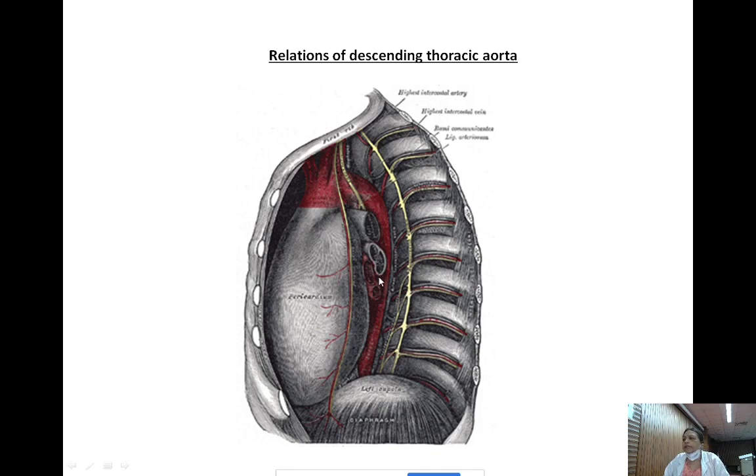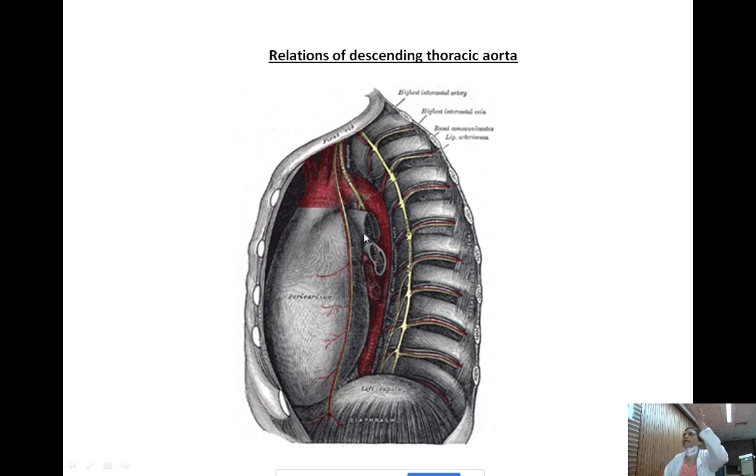Here you can see that is the bronchus and the pulmonary veins are also present, and this is the hilum. The pulmonary arteries and bronchus are present. Pulmonary veins are also present. So that is the hilum of the left lung. So it is related in front. There is the hilum of the left lung.